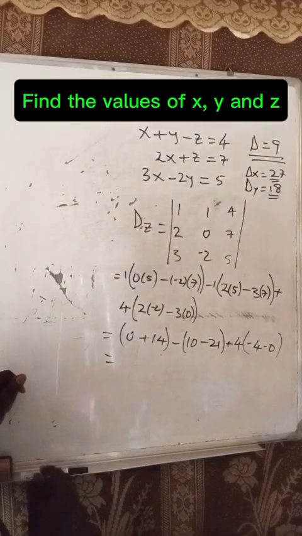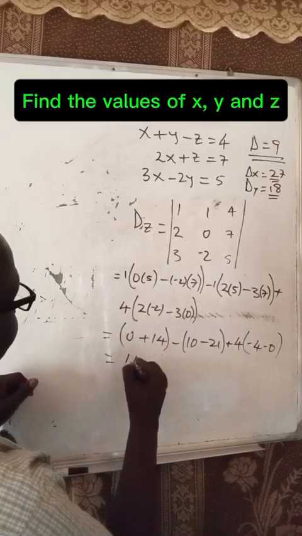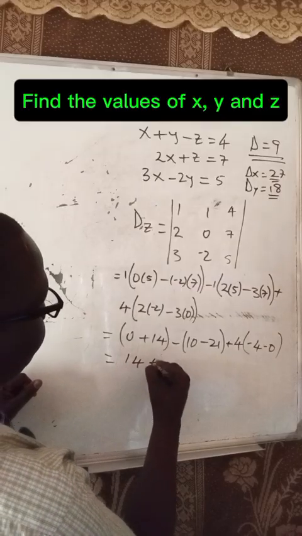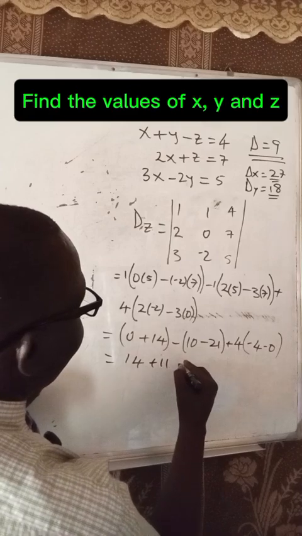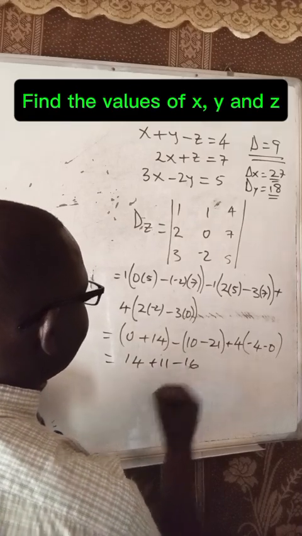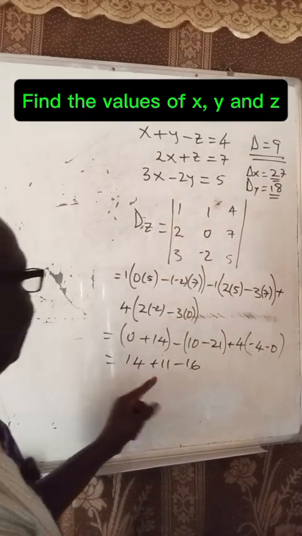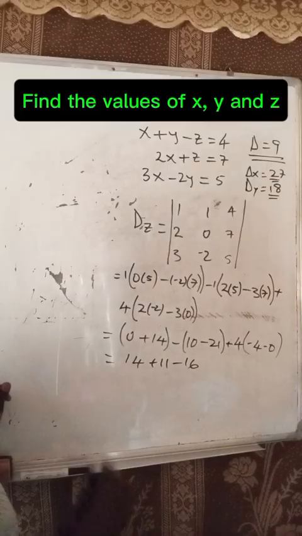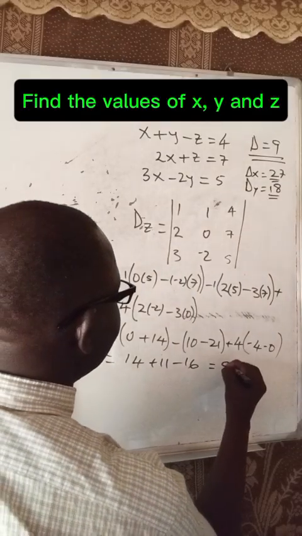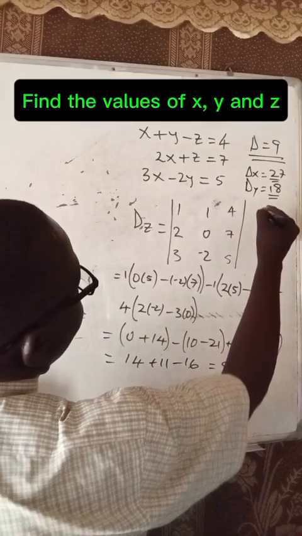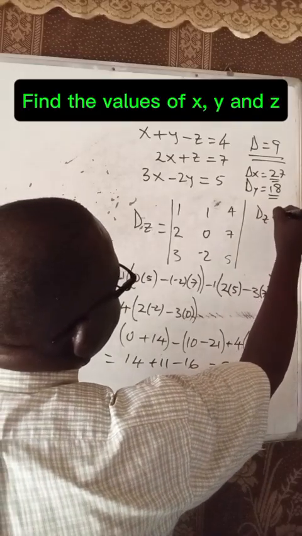And this is equal to 14 plus 11 minus 16. 14 plus 11 is 25. 25 minus 16, we would have 9. Therefore, Dz is equal to 9.